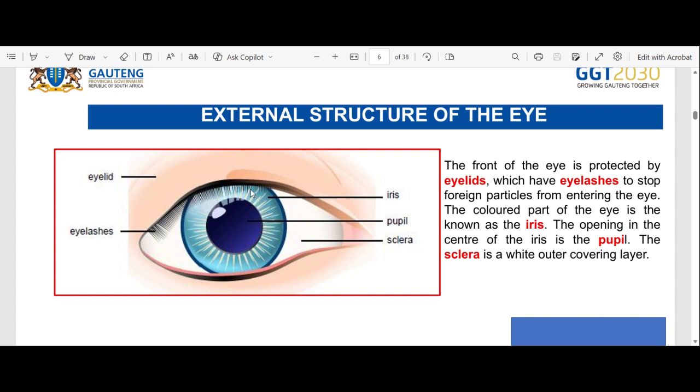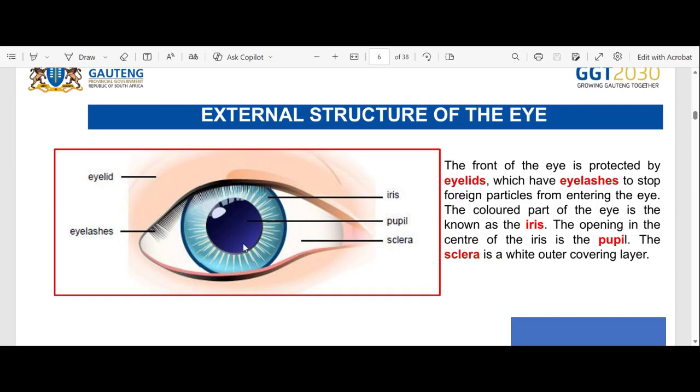What's another function? Another function is that it controls the amount of light entering the eye. How does it do that? It does that by means of muscles. So within the iris, we have two muscles, right? You have your circular muscles and you have your radial muscles. We'll get to the pupillary mechanism and explain the whole process.